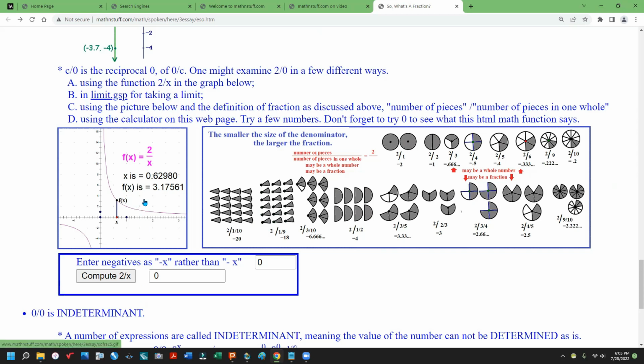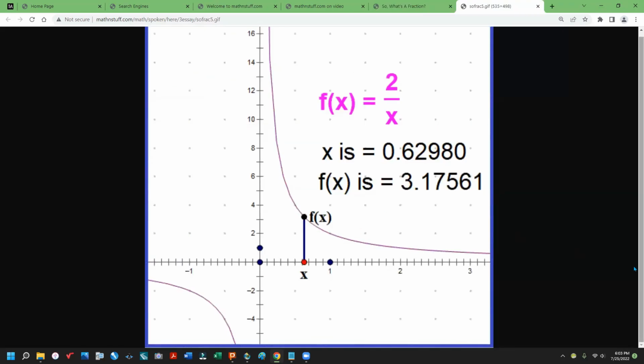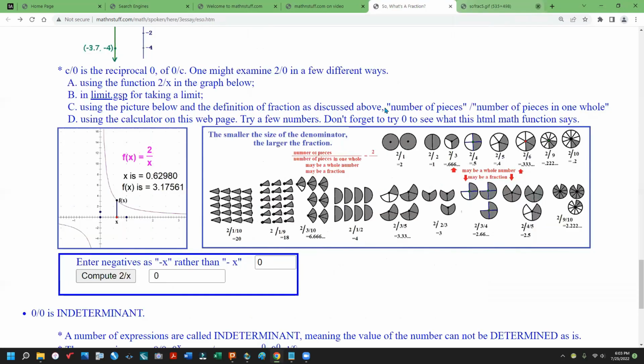If you've had algebra, that picture is some constant divided by x. And you probably know it as a reciprocal function. And as you get closer and closer to 0, the curve increases. That may be difficult to look at. So we're going to do it another way.